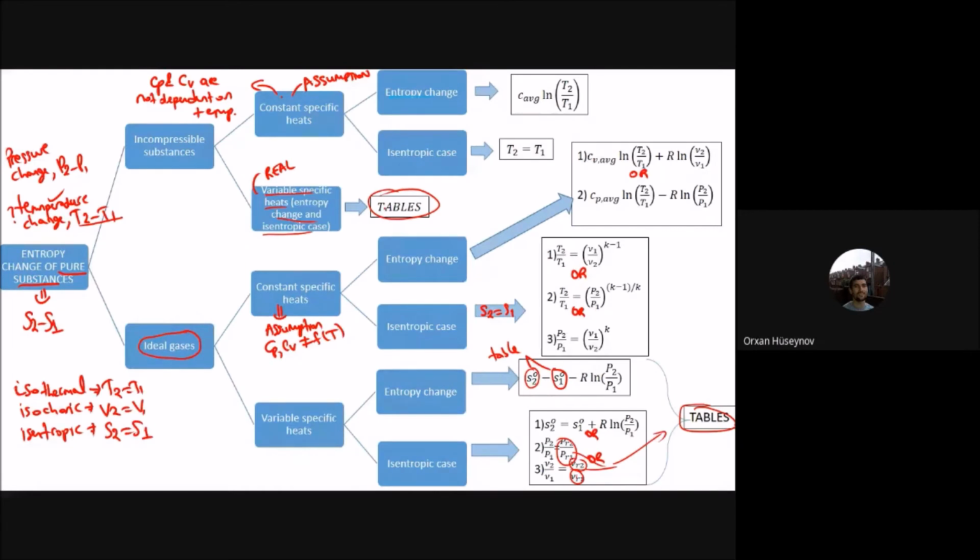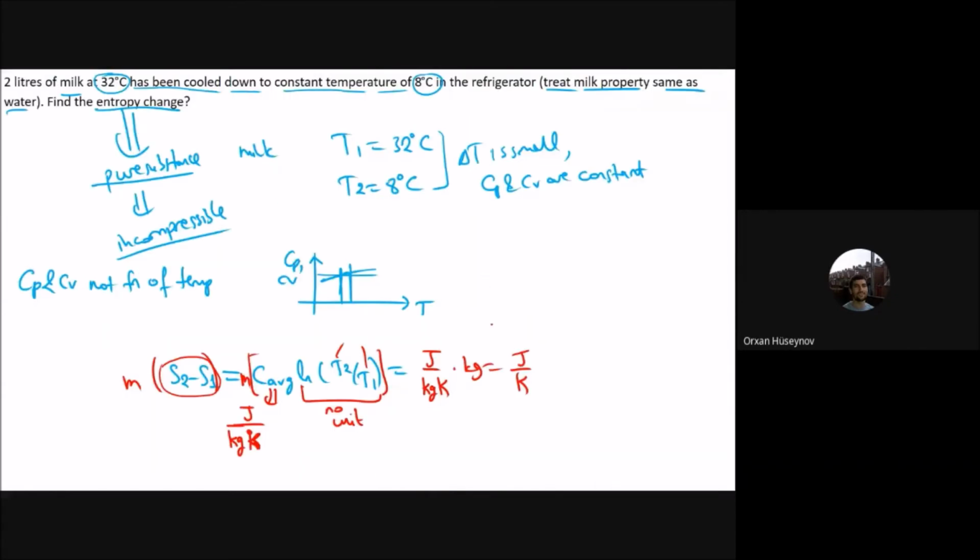In all of these formulas, the entropy change S2 minus S1 is per unit mass. If you have the mass, we will add it. Okay, let's solve it without losing time. I will take the C average as that of water, in joules per kilogram Kelvin, and the ln.